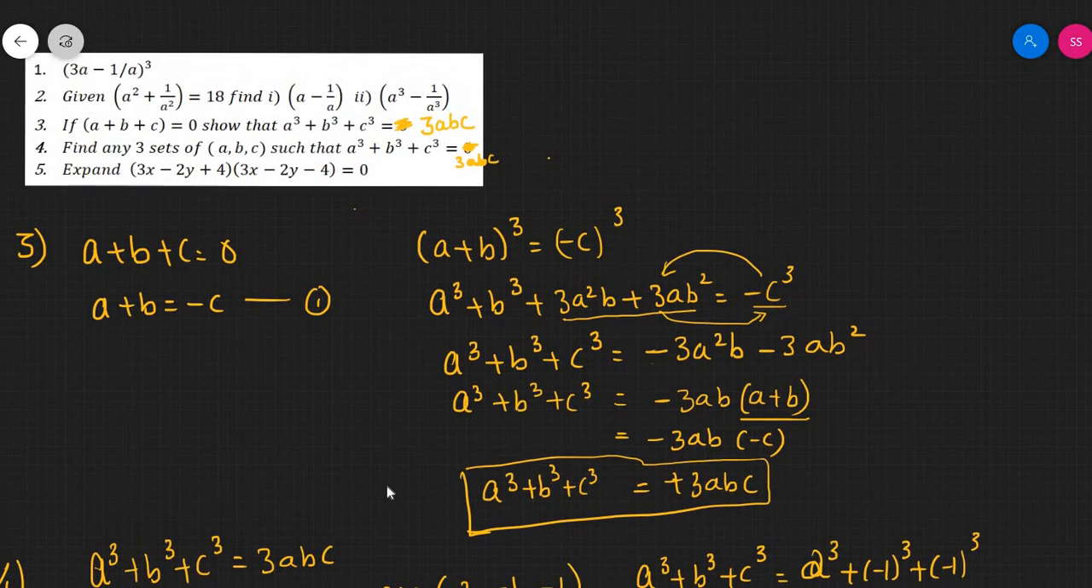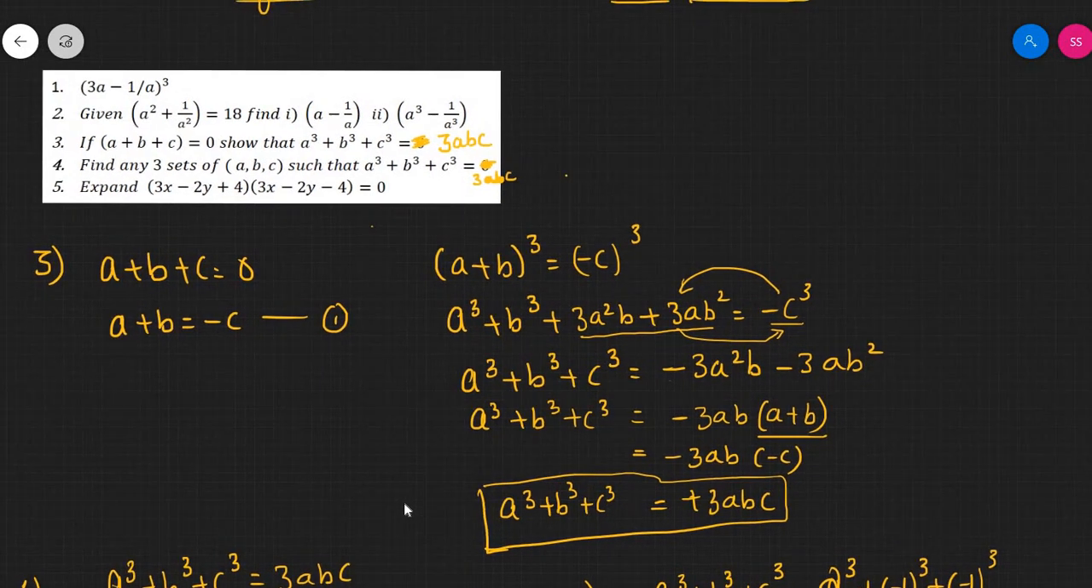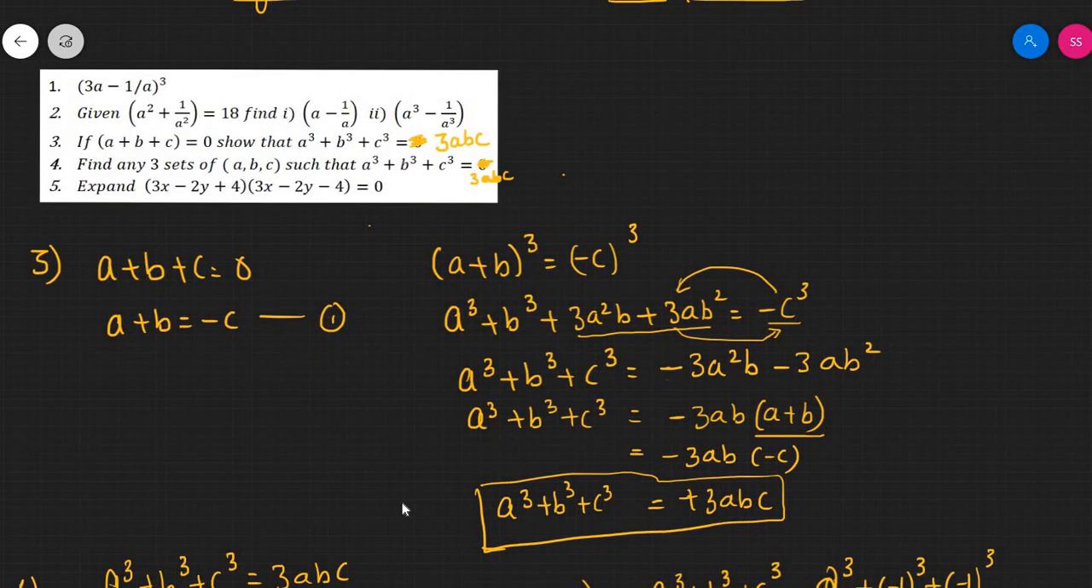So the next question is the fifth one: expand 3x minus 2y plus 4. So the way to think about this problem is you take this term as A and this term as B. So this is A again, and this is your B. So this is of the form now A plus B into A minus B. So with this hint, I would urge you to pause this video and try to solve this problem.